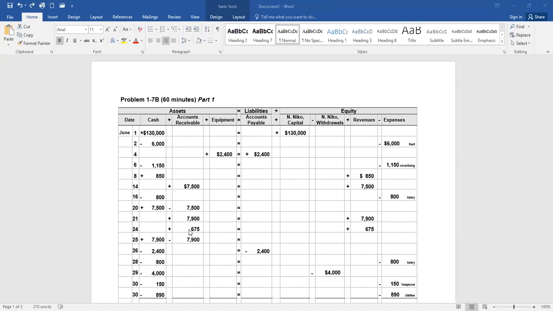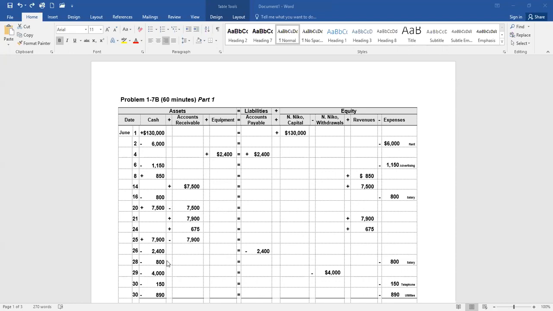The company received on the 25th $7,900 cash payment from Paula's Beauty Shop for the work completed on June 21st. Again, the company already recorded this $7,900 as revenue. Now they're just receiving the payment. So they'll decrease accounts receivable for the amount they received from the customer and increase cash. Decrease accounts receivable because if we didn't, it would look like the customer still owed it. They don't.